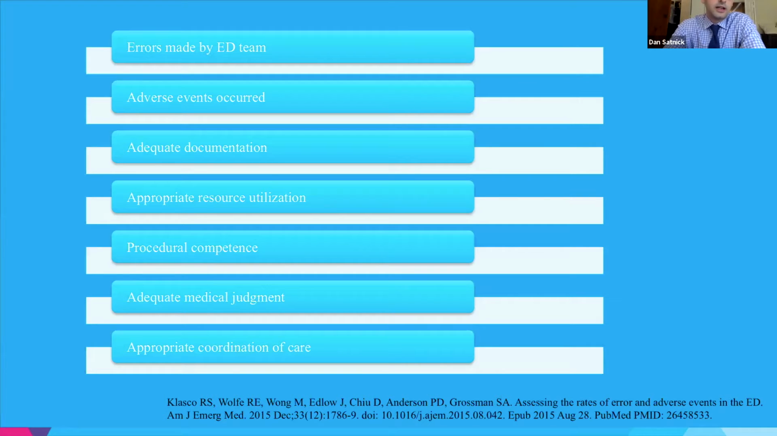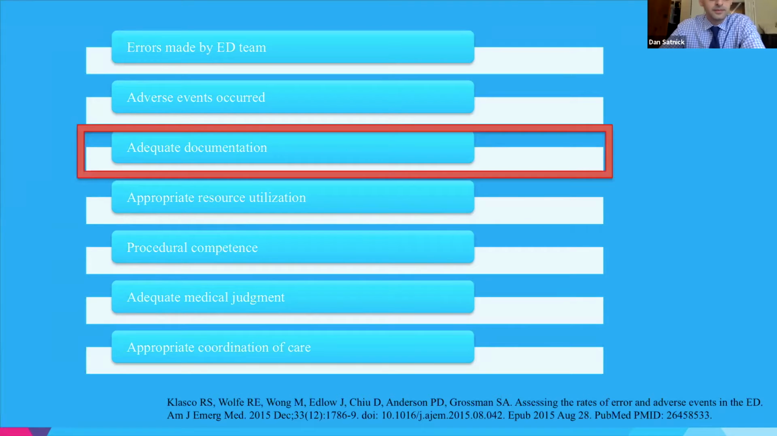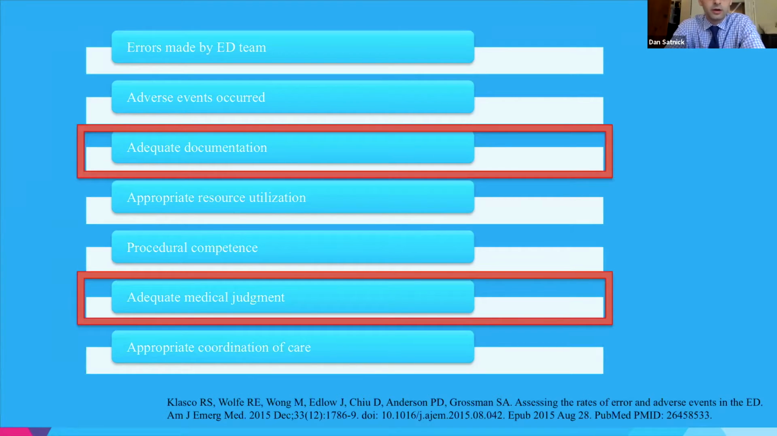This slide highlights a scoring tool used by Klasko et al. to assess the rates of error and adverse events in the emergency department. Shown here are the types of errors identified using their tool. We modified this previously developed template that demonstrated high inter-rater reliability for a more streamlined, simpler, and generalized scoring tool. For our scoring tool, we chose to focus on documentation and clinical care. Our thought process was these were most easily determined from chart review, and they incorporate aspects of the other criteria listed above.